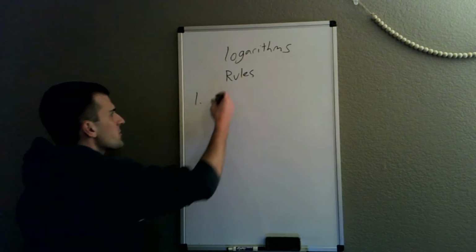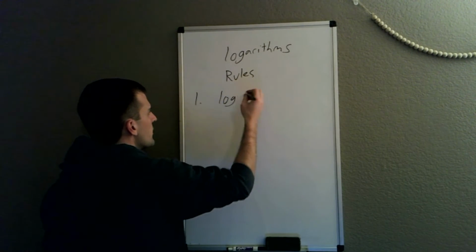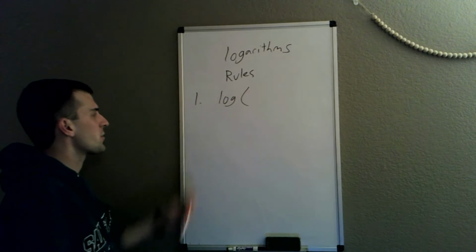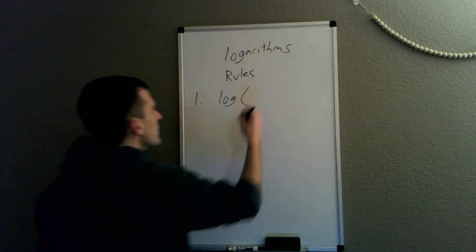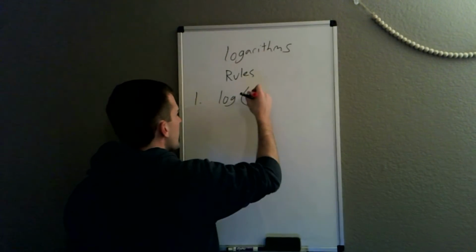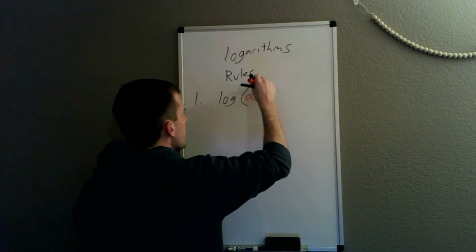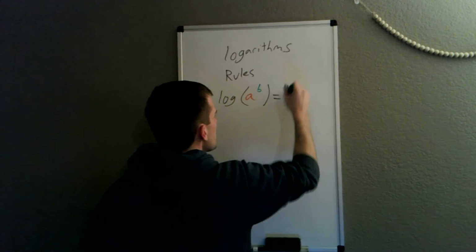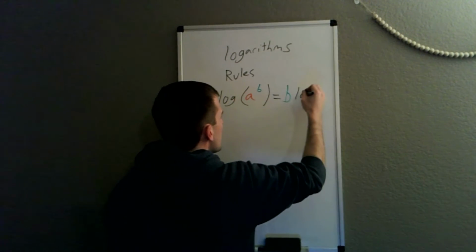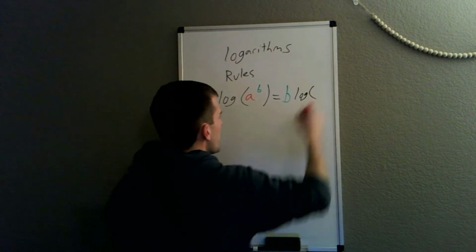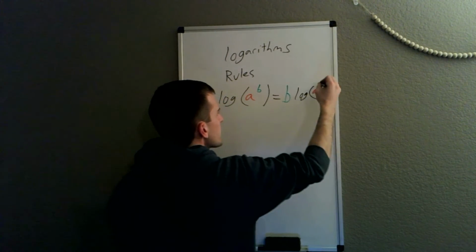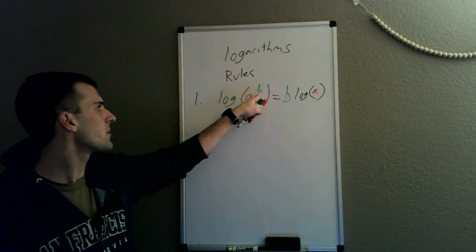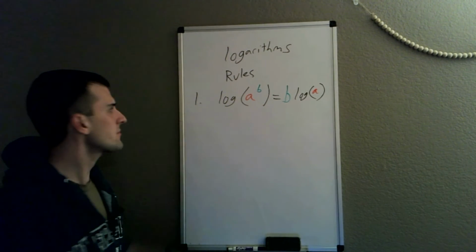And we'll say the first rule is log. I'll just leave the base empty because this works for any log of any base. So log of a to the b equals b log of a. So that's the first rule. We can move exponents inside the logarithm out to the front.